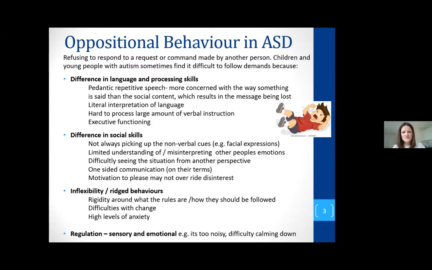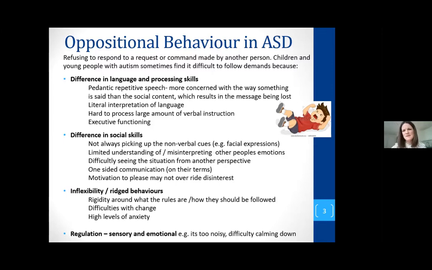We also know that children with autism have differences in their social skills. So they may not pick up that somebody's getting angry from their facial expression, and therefore may not change their response. They may be misinterpreting other people's emotions, so not realizing that somebody is suggesting that they need to do something now because actually they're getting very upset about it. They may have difficulty seeing things from another perspective. So, for example, not understanding the impact of their behaviour on others, and being quite one-sided in their communication. So things are on their terms and their agenda.